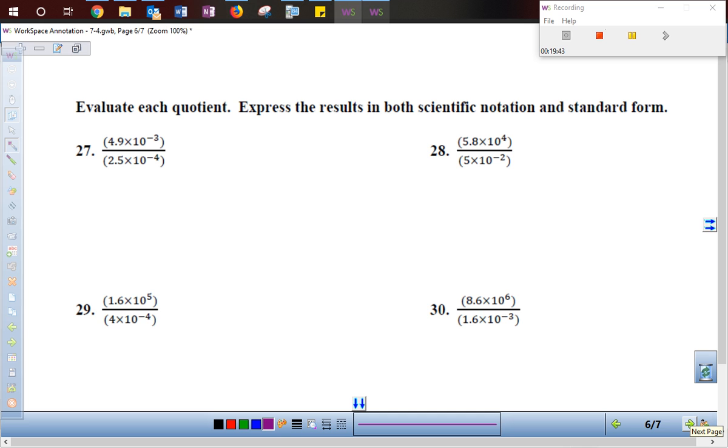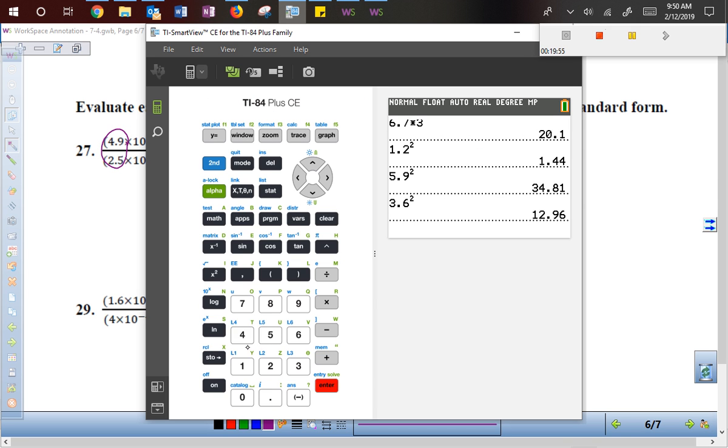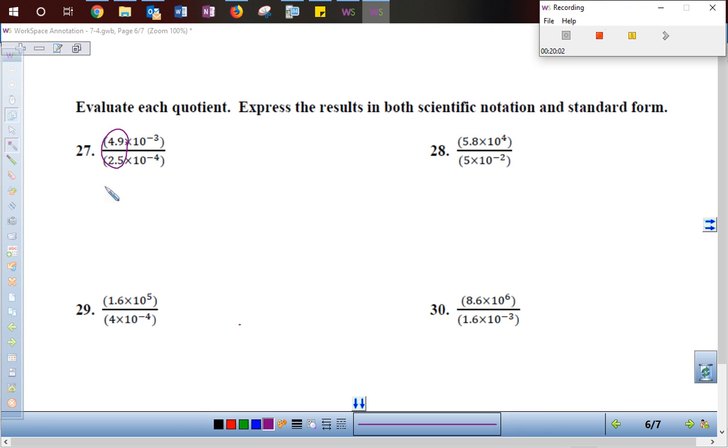Alright, the next thing we're going to talk about is quotients. Now quotients are just division, so we're just going to go through the process just like normal. We're still going to handle division like normal. So let's take these coefficients and divide them. 4.9 divided by 2.5 is going to give me 1.96.